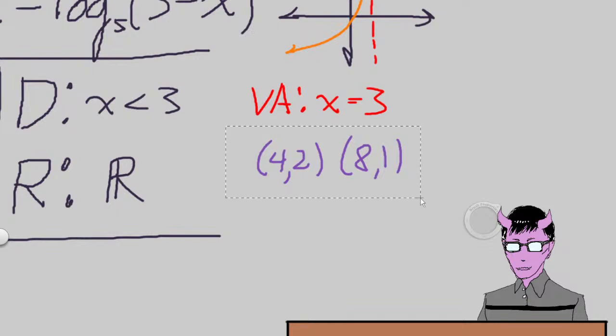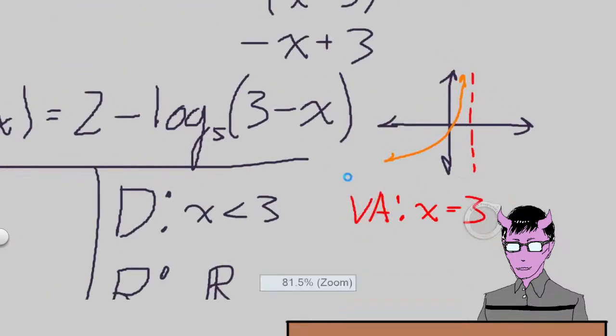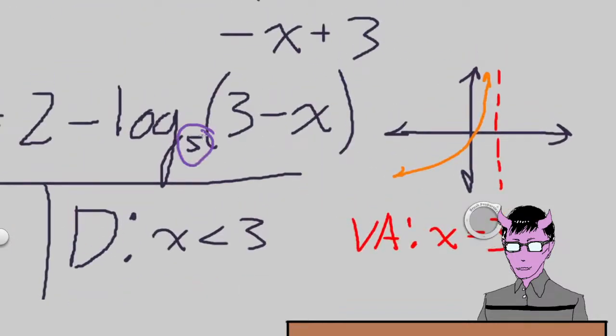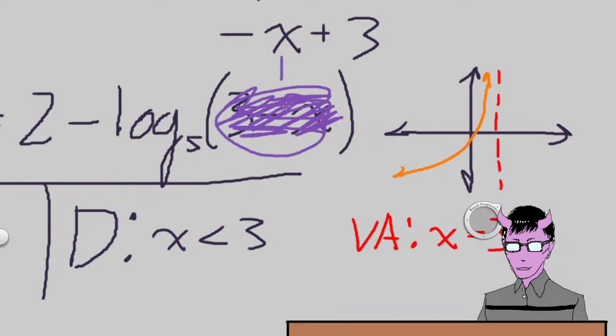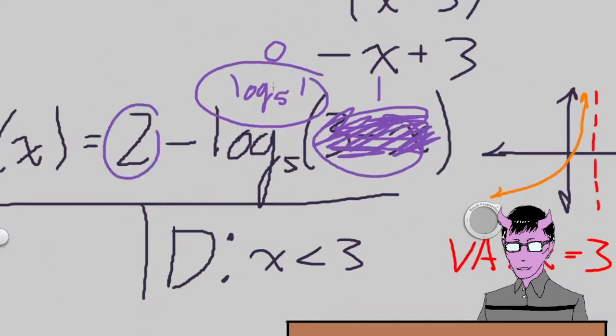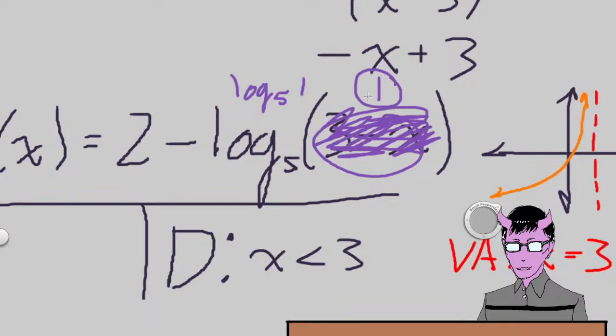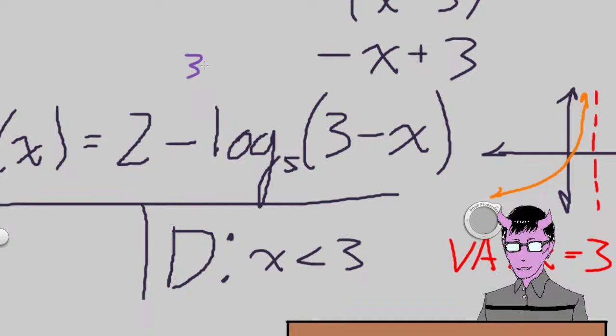So in terms of picking the anchor point, just base it off of this 5. Just cover this up for a moment. You want the entire argument, this whole thing, to become 1. Because ultimately, if we have log base 5 of 1, we know this evaluates to 0, and then 2 minus 0 is very easy to do. But how do we force the 1 on the inside? We just do simple algebra at this point. We force the 3 minus x to be some number that we really like, which is 1.